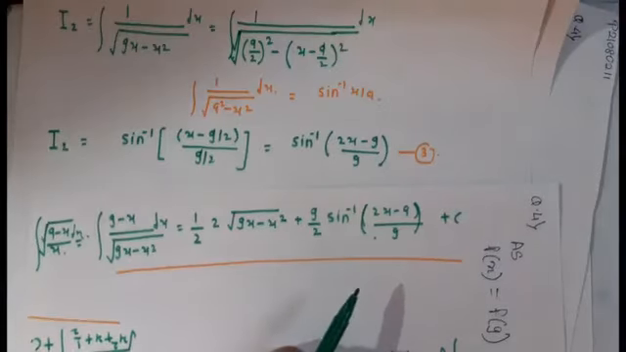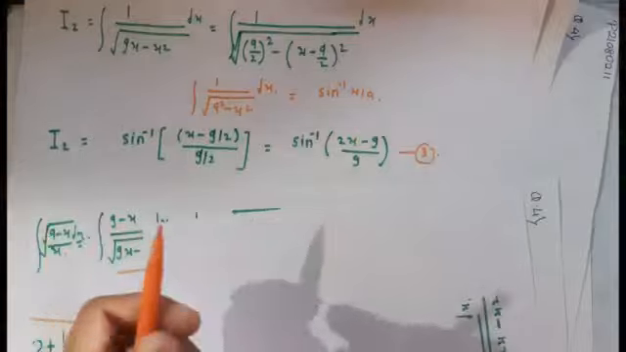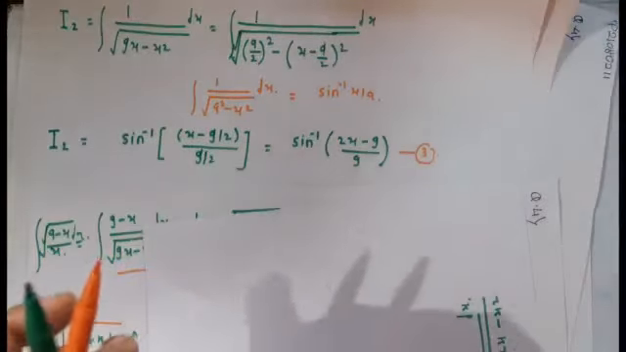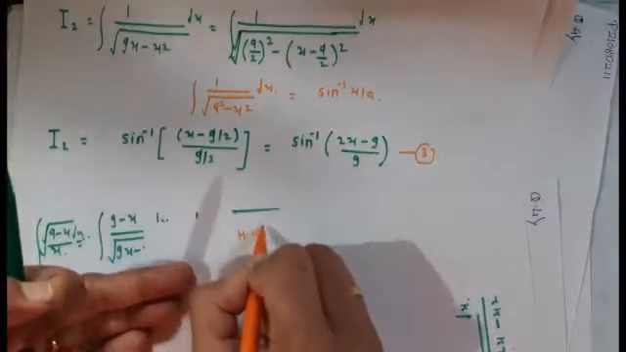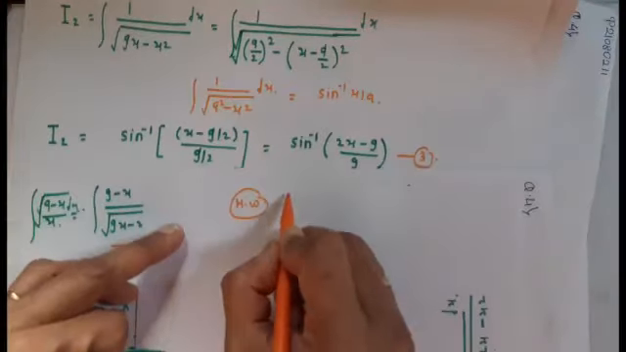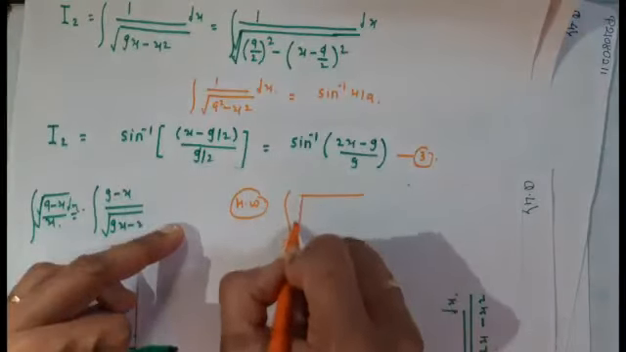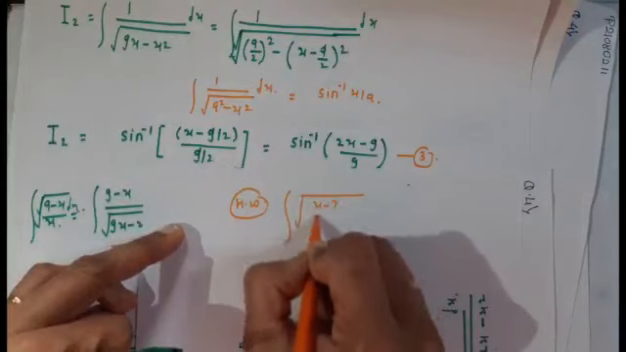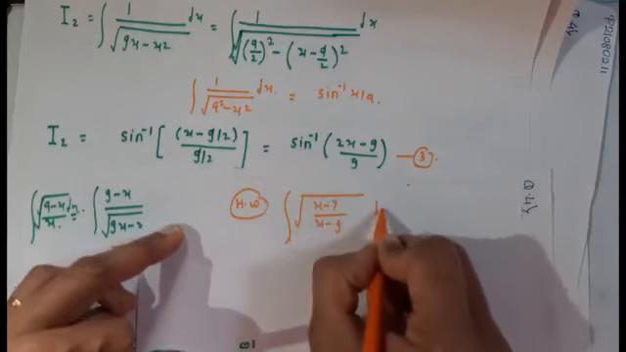Now let us take an example as a homework for you, that is evaluate. This is the homework problem. Please solve it. That is integrate square root of x minus 7 upon x minus 9 with respect to x.